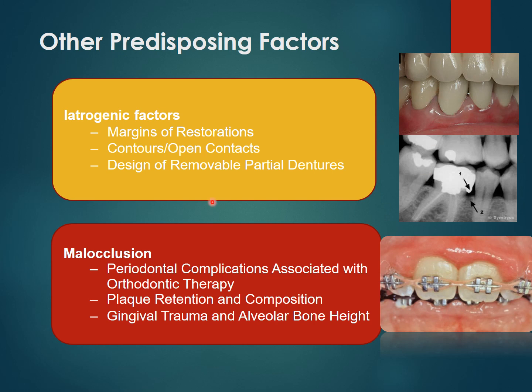And coming to overcontours or open contours, overcontours are always associated with the inhibition of the patient's oral hygiene maintenance. Also, open contacts between the teeth, the spacing, lead to food impaction, and finally to gingival inflammation and periodontitis.